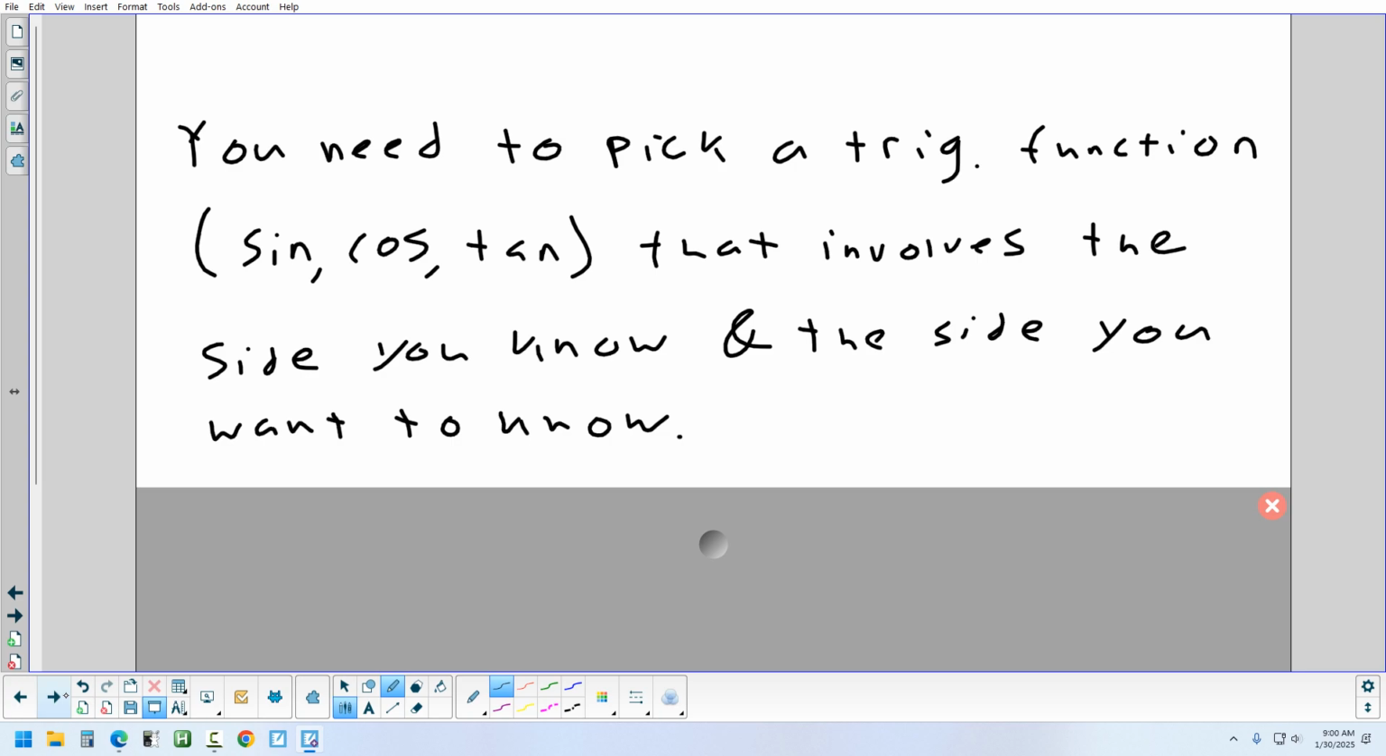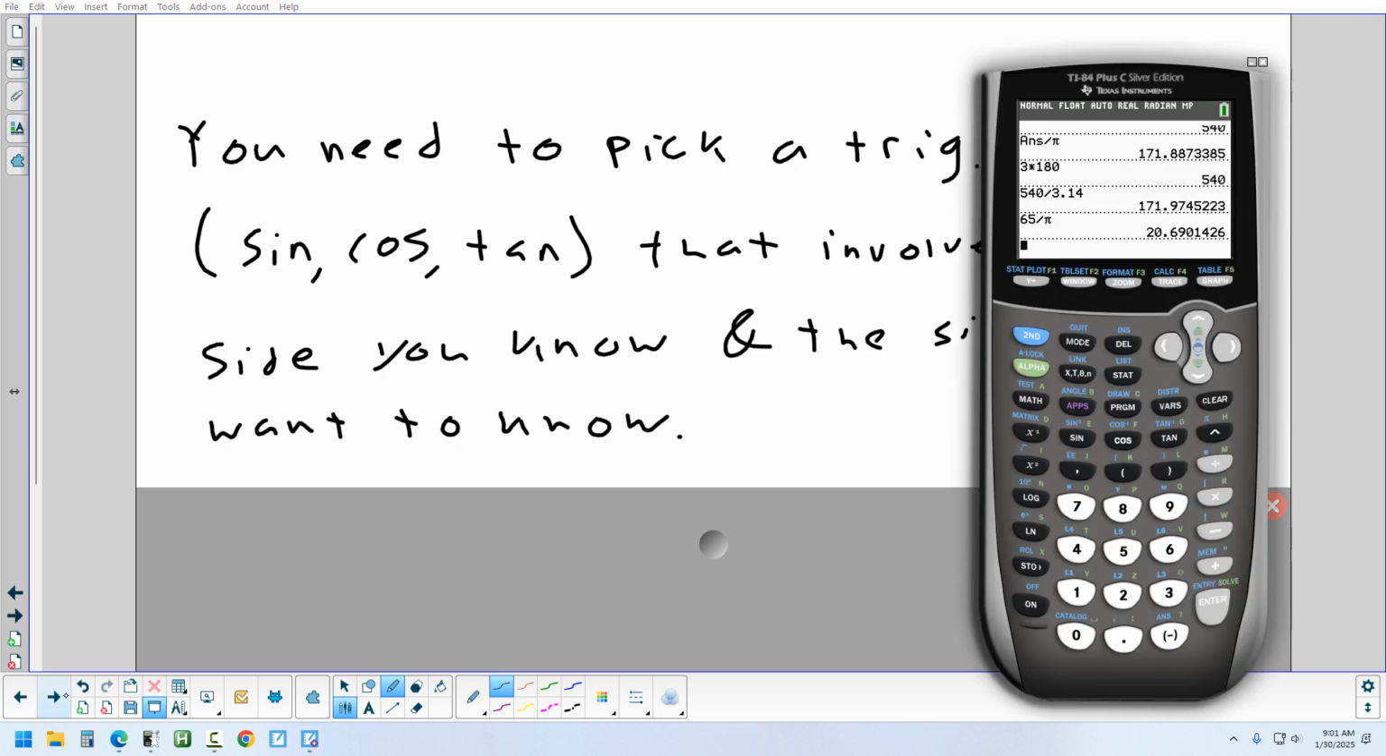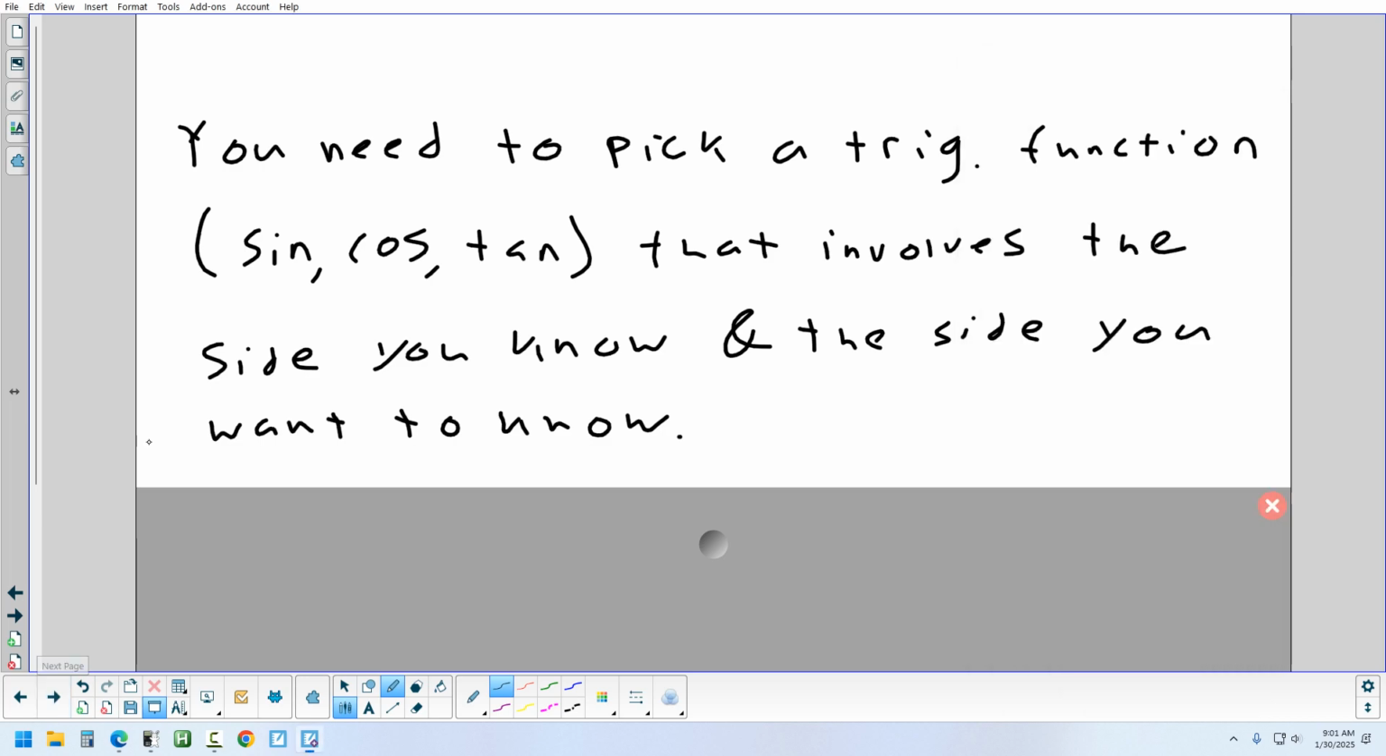Well, every problem is going to involve picking a trig function. The only three trig functions we're going to use are sine, cosine, and tangent. The reason why is because on your calculator, those are the ones you have buttons for: sine, cosine, and tangent. We could use secant, cosecant, and cotangent. It'd just be a little bit harder, with some extra steps. So we're always going to pick one of those three.